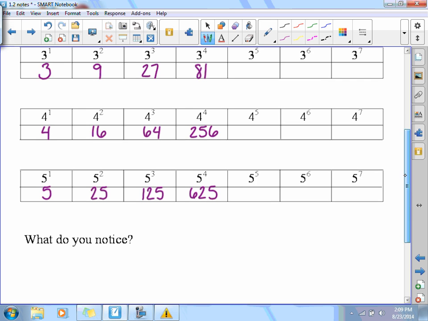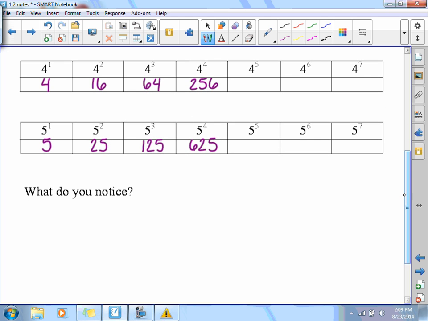So some more of those observations that we can make. It's basically that an exponent tells you how many times a number is a factor. So for example, 6 to the fourth is really 6 times 6 times 6 times 6. So this number, this base, is what you're multiplying. And the exponent is how many times you're multiplying it. So we've been saying that a lot now.